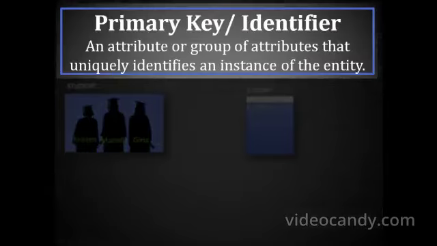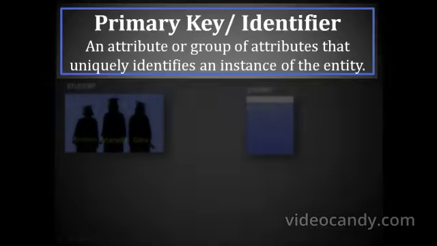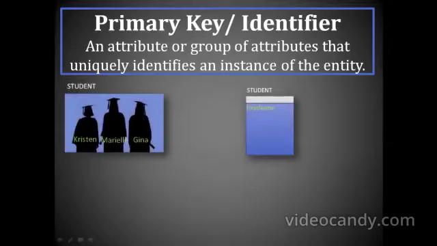A primary key is an attribute or group of attributes that uniquely identifies an instance of the entity. Slow down. It's an attribute that identifies what? Remember how I said that attributes don't have to be unique to each student? Well, a primary key is like a special attribute that must be unique. A primary key will uniquely identify each instance, or make it so that no two rows will have the same value for that attribute. I think I understand.